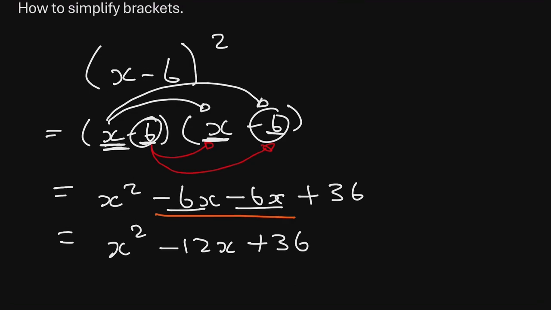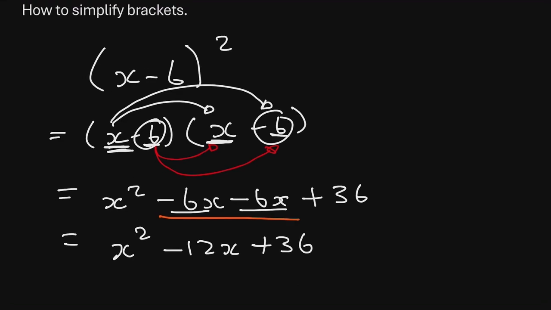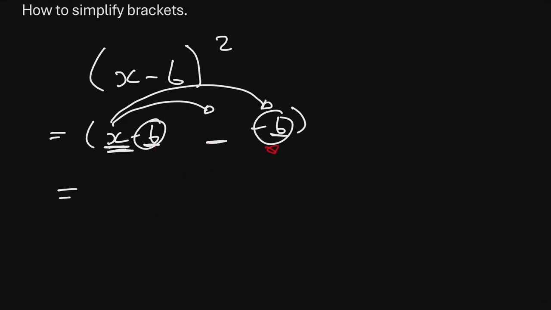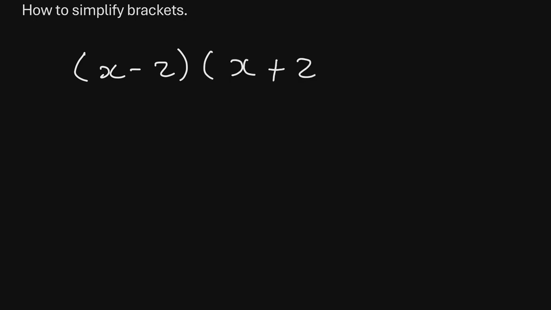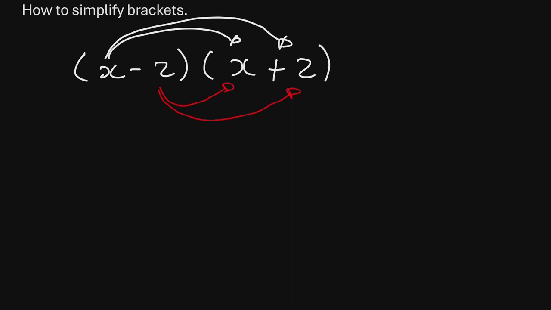So that is how we will solve that problem. So now let us move on and look at another problem. To say, for example, we are having x minus 2 into x plus 2. So the same principle will apply: this will multiply with the first number and it will also multiply with the second number. But after that, the negative 2 will multiply with x and the negative 2 will multiply with the positive 2.